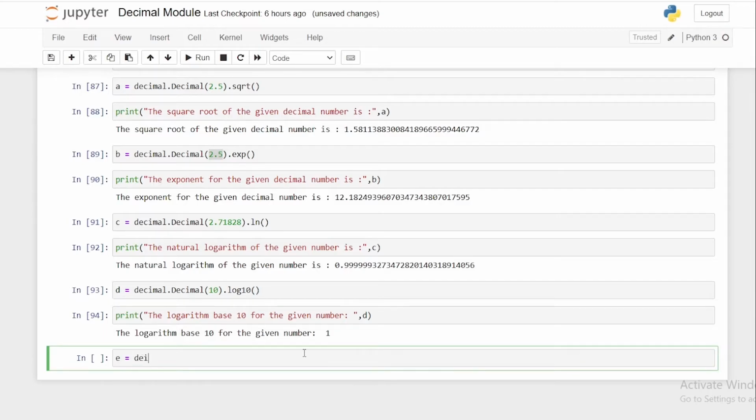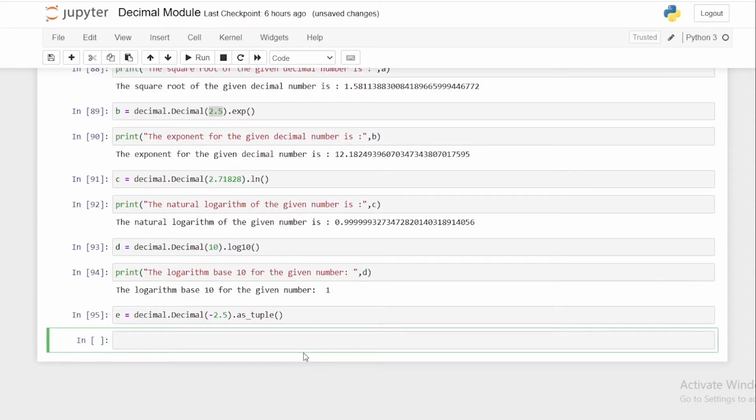So the next function we're going to see is as tuple. Here in this case we're going to take a minus sign before our given decimal number and check out the as tuple for the following decimal. It's going to print this decimal number as a tuple containing 3 arguments, and an exponent. So let's print it out.